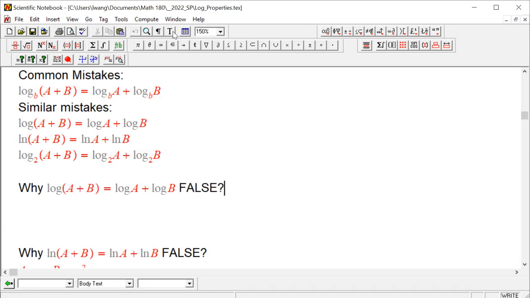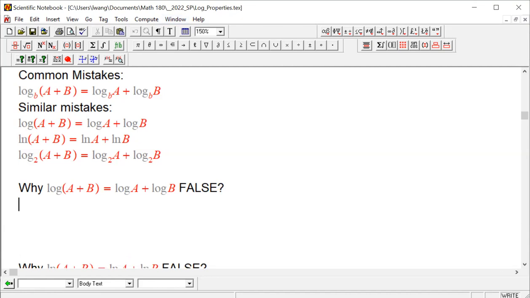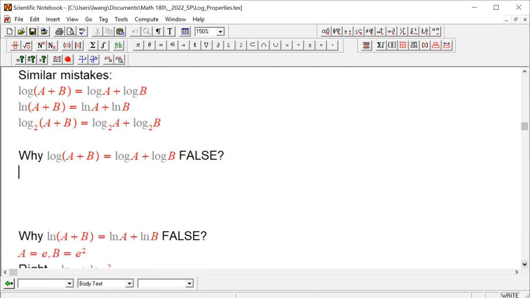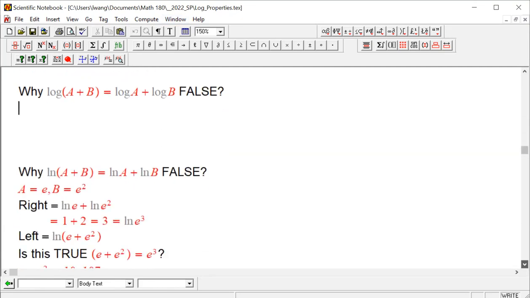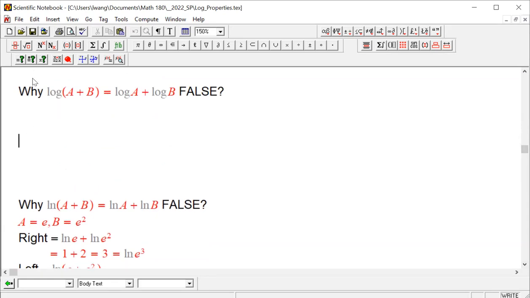Okay, so you have an example at hand. So whenever you want to make that kind of mistake, at least you have some examples to say, wait a minute, let me check. Is this true? If true has to be always true, false once is false.